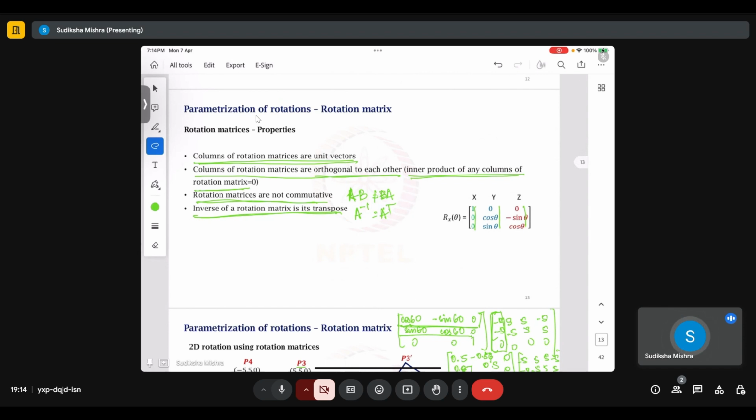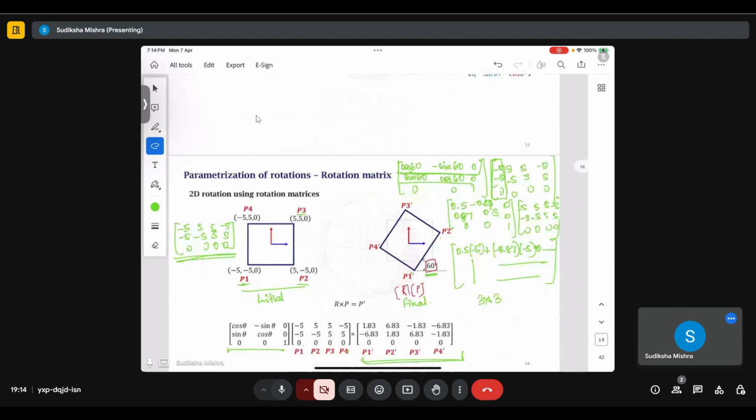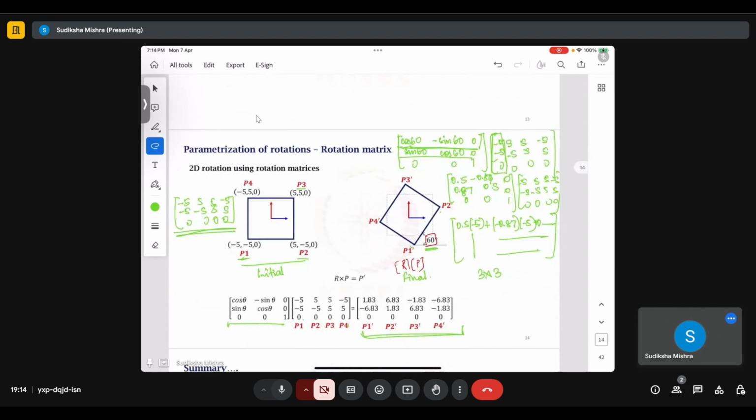So rotation matrices not being commutative essentially means A cross B is not equal to B cross A. And the inverse of a rotation matrix is its transpose: A inverse is equal to transpose of A. If there were a square which was rotated at an angle of 60 degrees, so this is the x and y axes, whatever rotations happen along this plane will happen about the z axis.